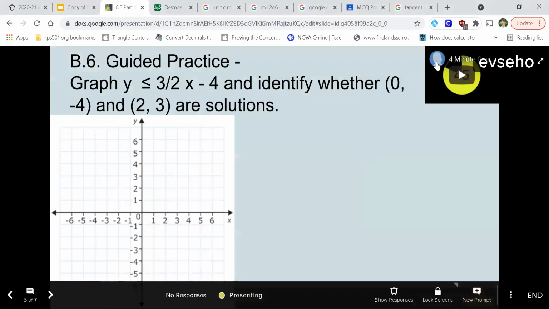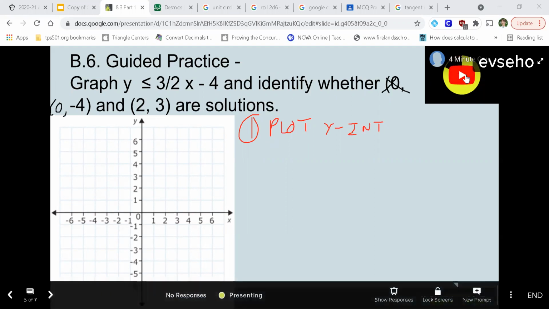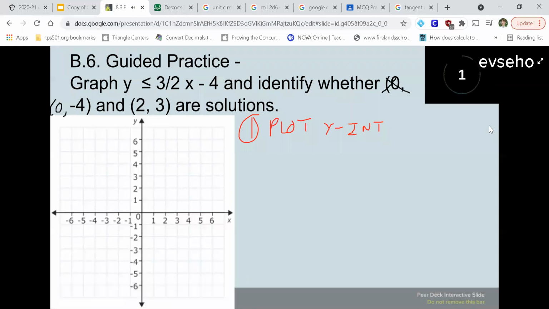All right, let's have you try one. Graph this line and identify whether or not these 2 points are solutions. All right, we are going to take this in steps. The first thing I need you to do is plot the y-intercept. I'll give you a minute, that way you can draw the coordinate plane if you need to and all that stuff.